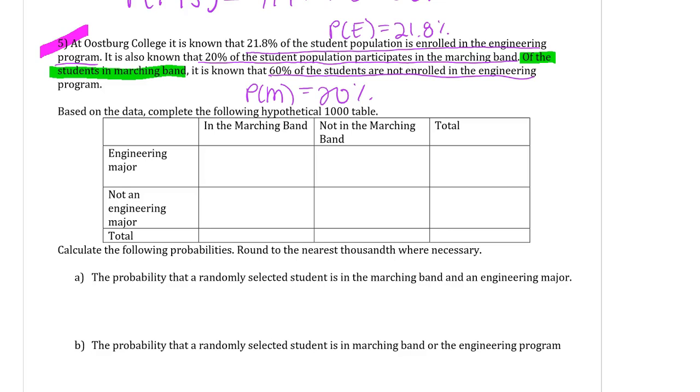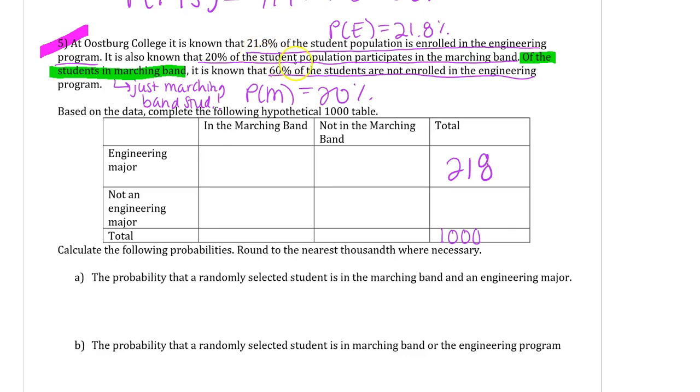So that's important. I highlighted this, okay? This isn't of the entire student population. This is of just the students in the marching band. Okay? We need to take this data and fill it in below. So we're going to do a hypothetical 1,000 table, which means we're just going to pretend there's 1,000 students in the population. The original part said that being in the engineering program was 21.8%, so that means 218 students out of our hypothetical 1,000 will be in the engineering program.